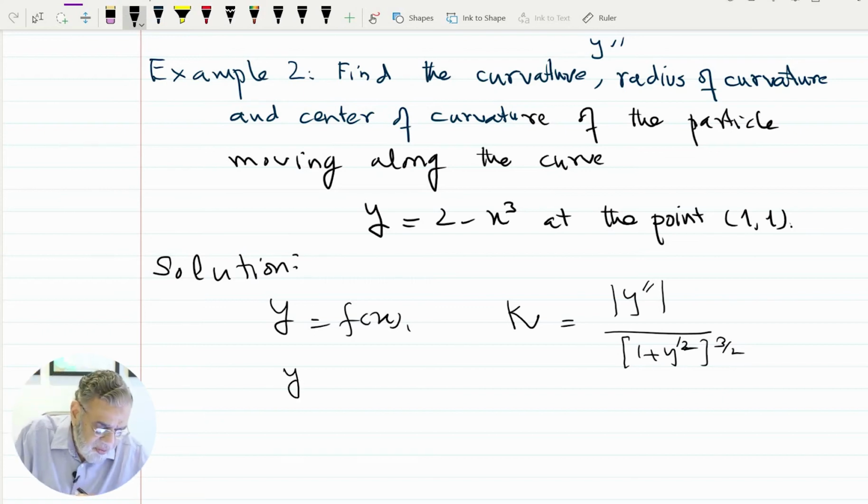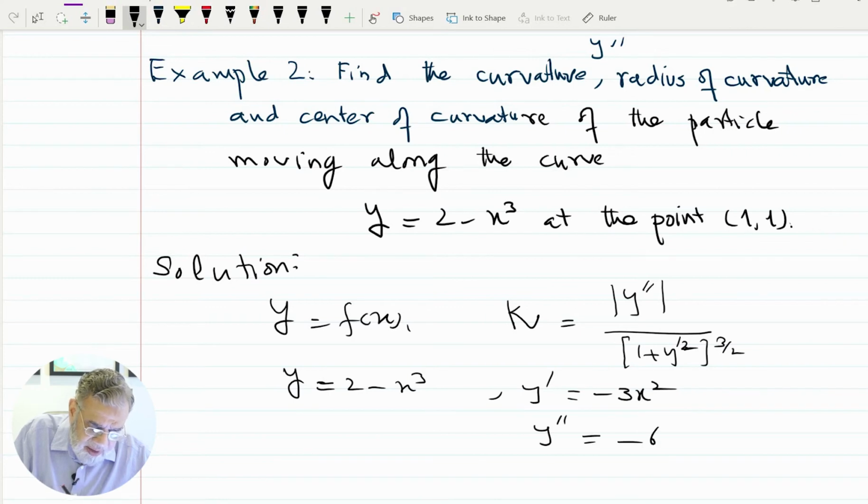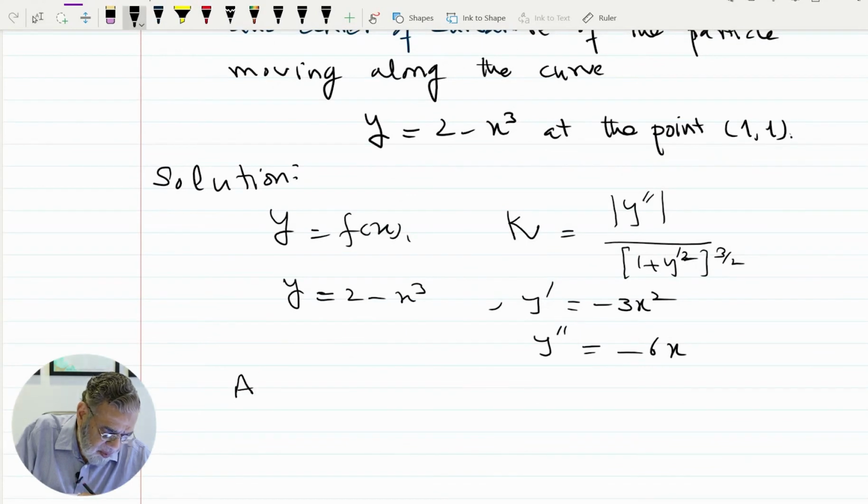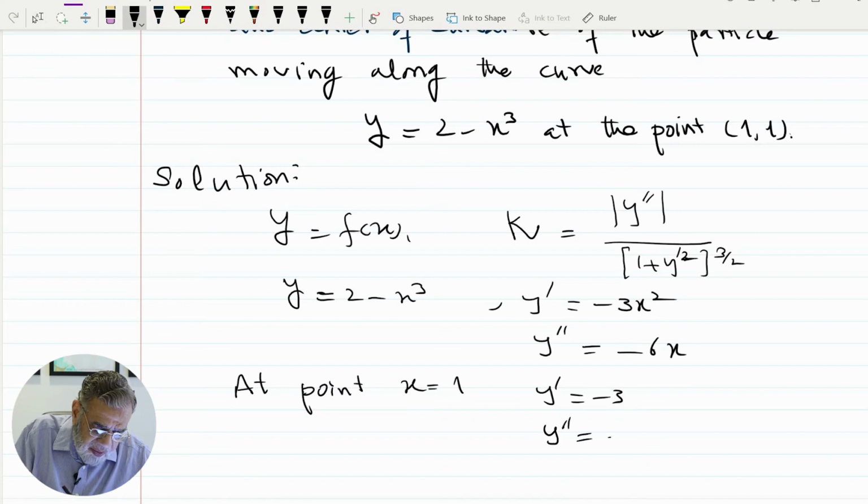My y is equal to 2 minus x cube, and I can find y dash. My y dash is equal to minus 3x square. I find y double dash. My y double dash is equal to minus 6x. Now at the point x equal to 1, y equal to 1, we take the point because our values are only calculated there. So y dash is equal to minus 3, and y double dash is equal to minus 6.